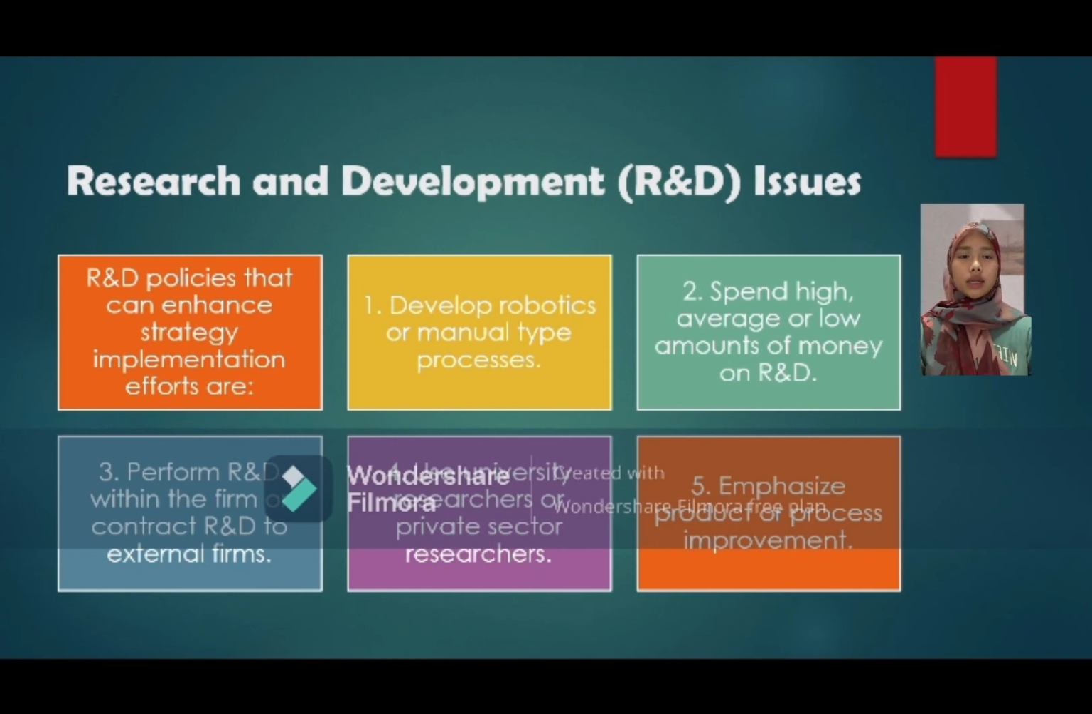First, develop a robotic or manual process. Second, spend a high, average or low amount of money on research and development. Third, perform research and development within the firm or contract R&D to external firms. Fourth, use university research or private sector research. Fifth, emphasize product or process innovation. Sixth, emphasize basic or applied research. And last, be a leader or follower in R&D.